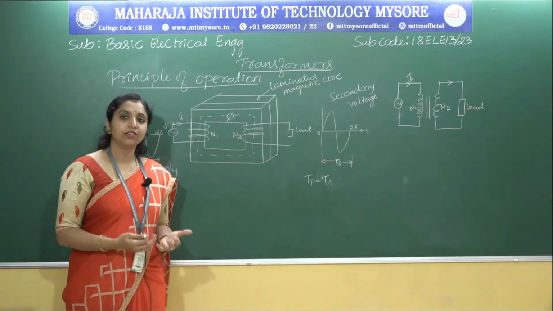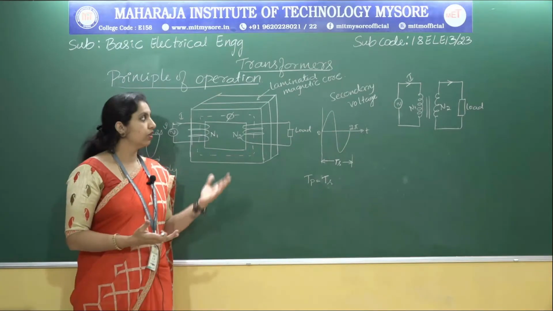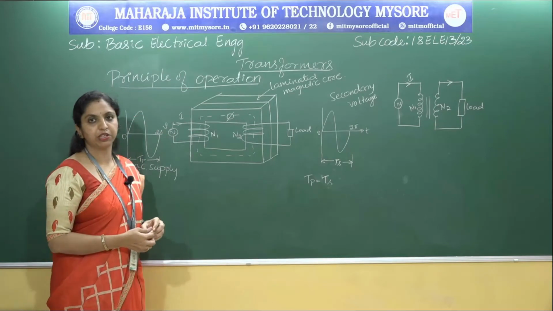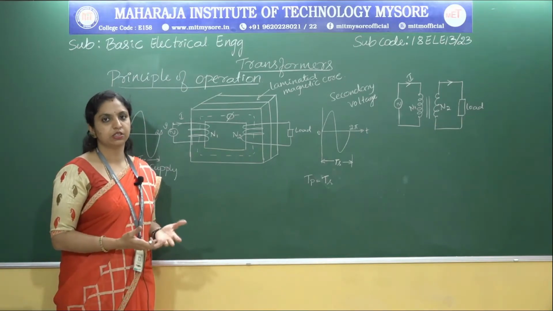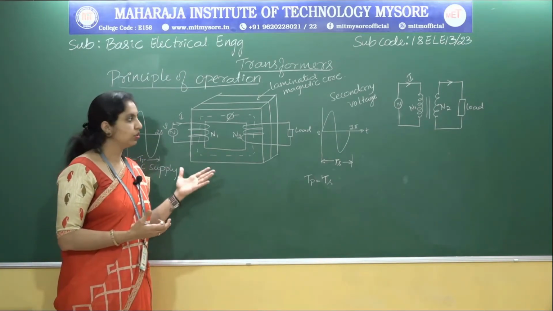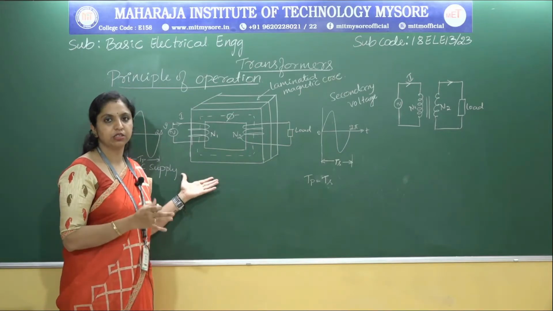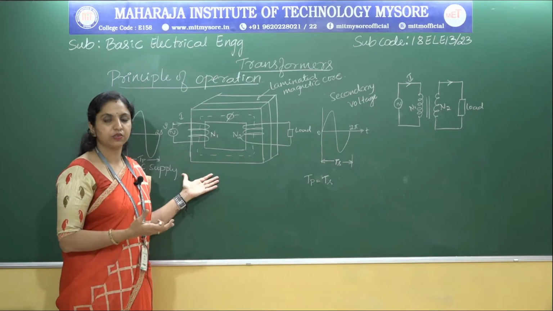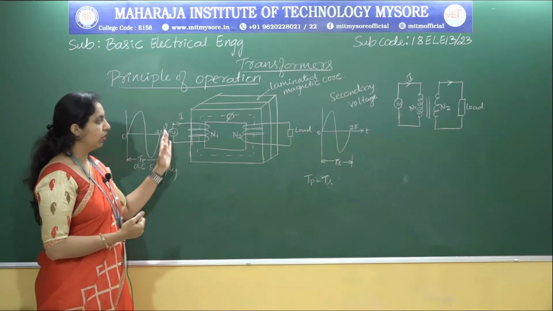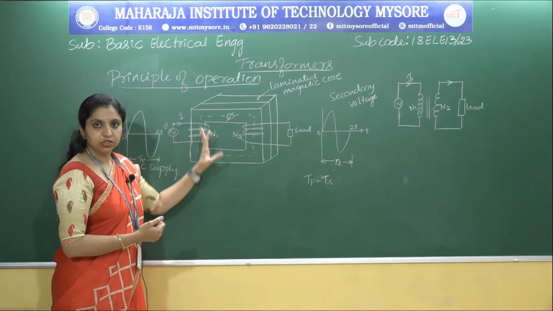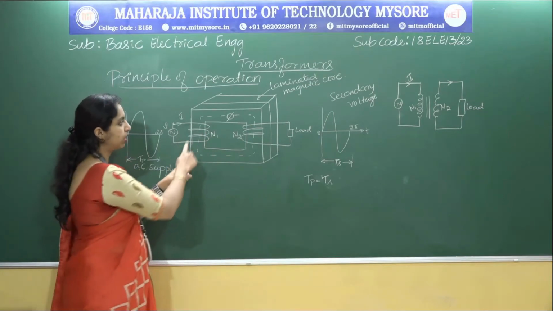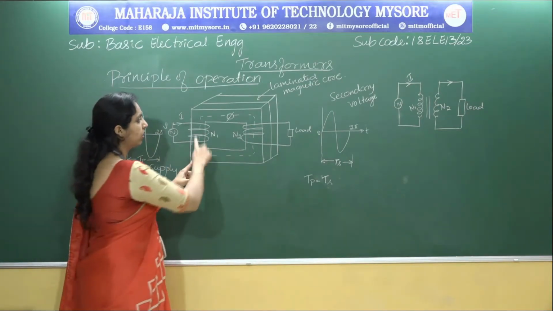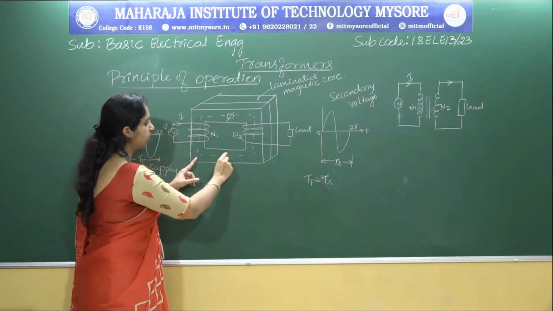So now another important concept of the transformer is the principle of operation, or the working principle of the transformer. Remember, this is one of the important concepts in this particular chapter. So you must learn the working principle of the transformer thoroughly. You have already seen the construction part of the transformer and of course the different types of the transformer. Again, this is the core type, isn't it?